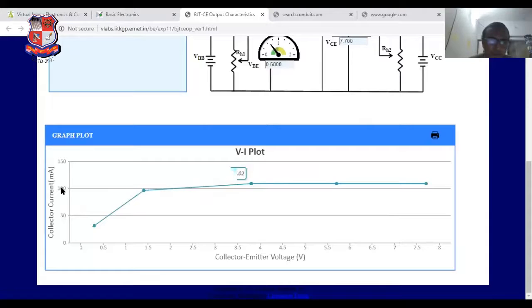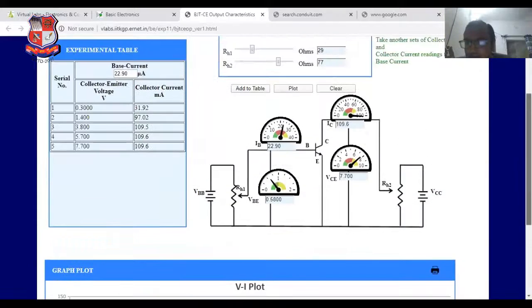Now see this, the collector current is between 100 to 150 milliampere. In the previous case, the base current was constant at 15 microampere, and at that time the collector current we could get was only 10 milliampere. But here see this, the collector current is between 100 to 140 milliampere. So it is the advantage: if you increase the base current, then obviously the collector current is increased.